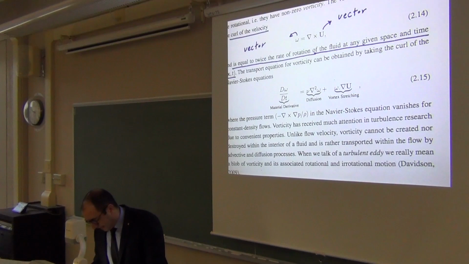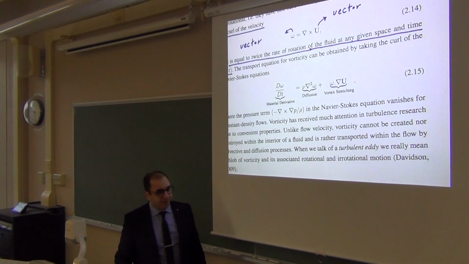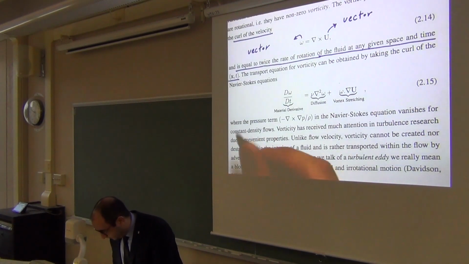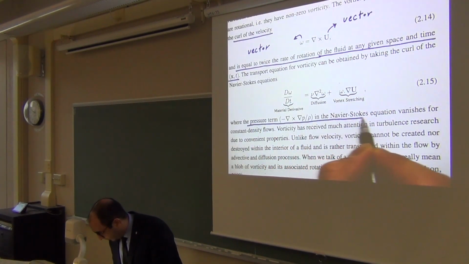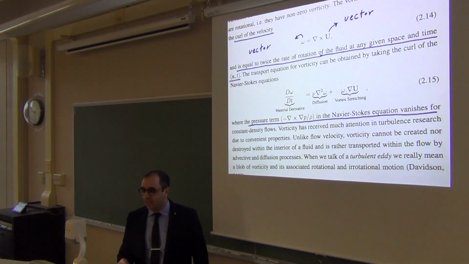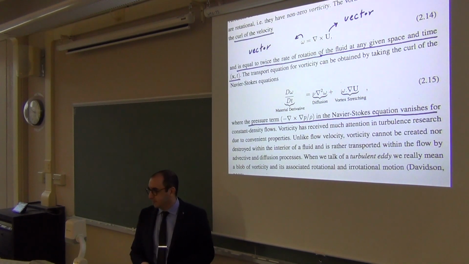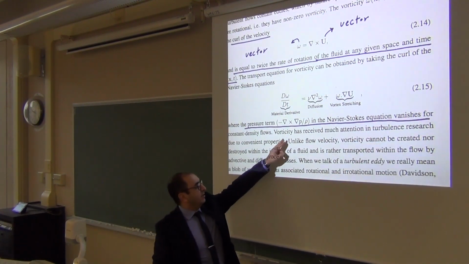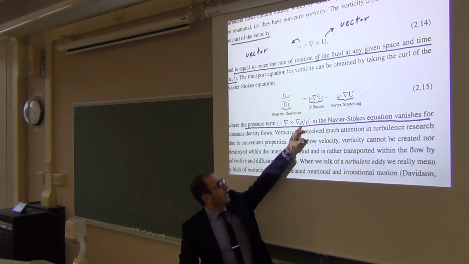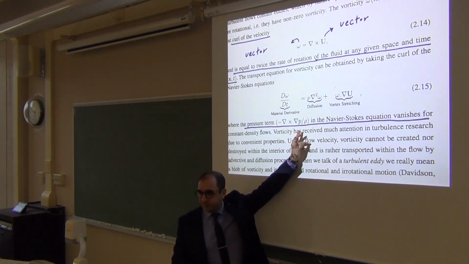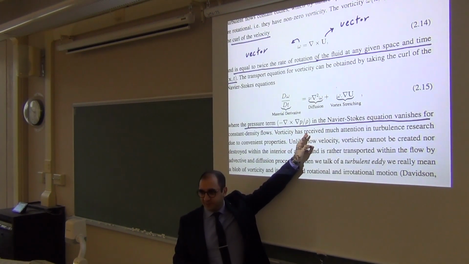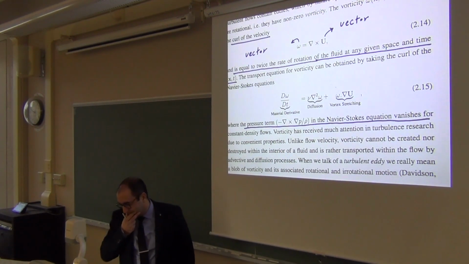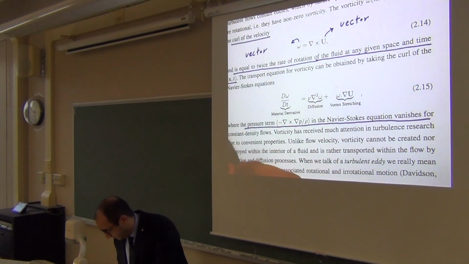Another fascinating part is if you take the curl of the momentum equation, the pressure term disappears. The pressure term in the Navier-Stokes equation vanishes. And that's just a calculus fact. It's a property of vector calculus. If you take the gradient of something, and then take the curl of the gradient of something, it will be zero. It's guaranteed to be zero. Okay? So, that's really fun.